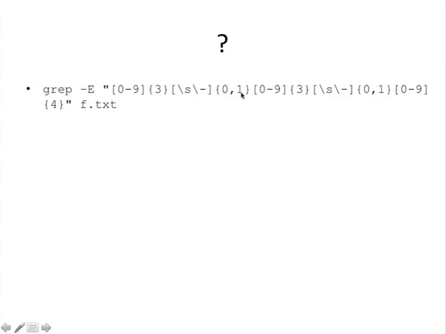In other words, this is optional. So you might have space, you might have dash, or you might have nothing. Okay? Again, another 3 digits. Again, an optional thing. Space, dash, or nothing, right? And the 4 digits. So what we're looking for?